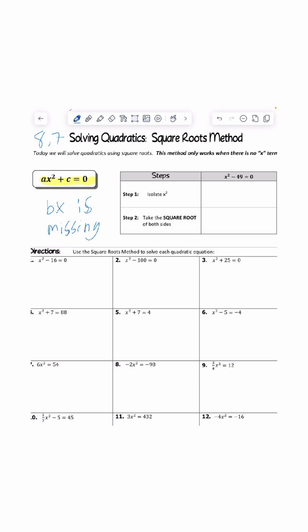We're going to isolate the x squared, meaning that if I have x squared plus 49 equals 0, I'm going to add 49 to both sides of the equal sign, and it'll look like x squared equals 49.